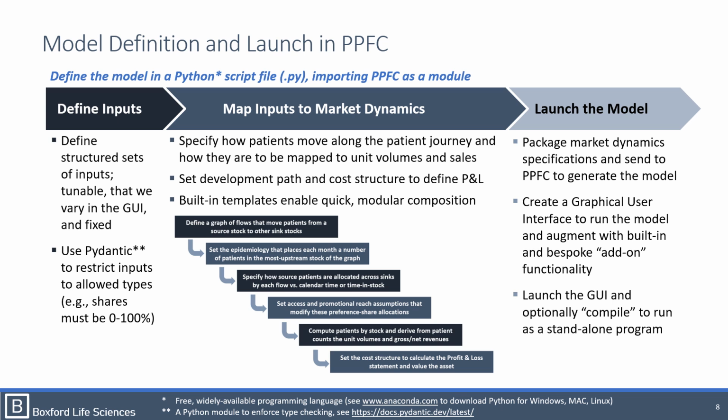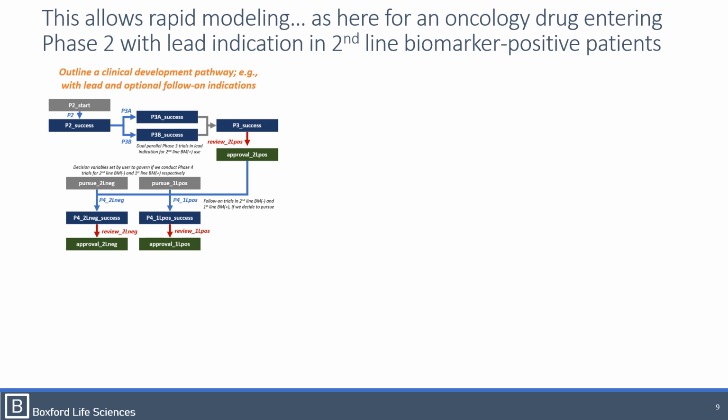We also specify how these fractions are affected by the access decisions that payers make and by the level of promotional support. These dynamics give us patient counts in each stock that we convert to units of drug consumed and then to gross and net revenues. We calculate and subtract the cost to obtain the profit and loss statement from which we value the drug by discounting cash flows back to the present date. Once we have mapped the inputs to market dynamics, PPFC takes care of the rest. It builds the model and launches a GUI to run it. This approach allows us to rapidly build and launch models.